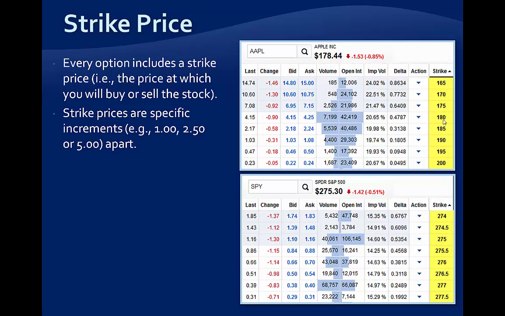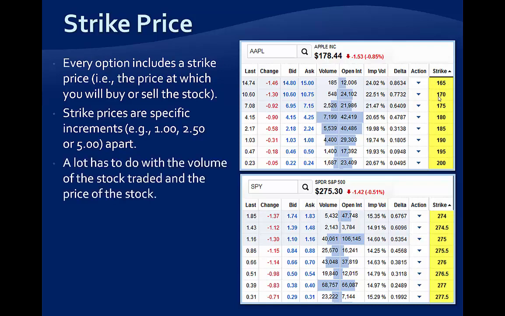Strike prices are in specific increments. Notice in the case of Apple, it has $5 increments between strike prices. The 165 strike, the 170. For other stocks, they could be closer or wider apart. A lot of that has to do with the volume of the stock, the price of the stock, and so forth.